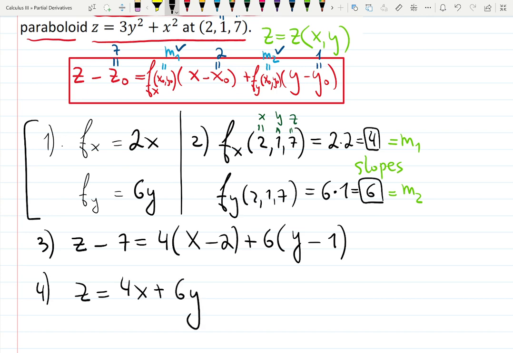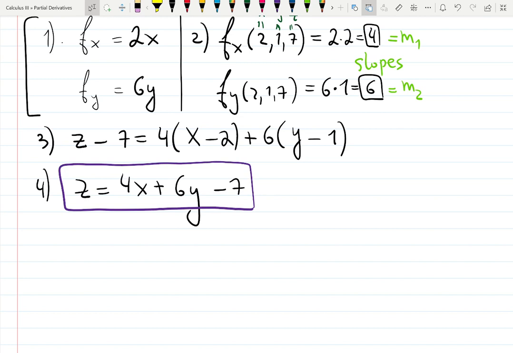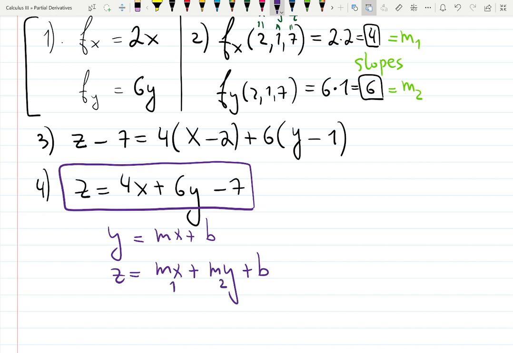And then you have to calculate all the numbers. If you simplify, I think it is minus 7. Minus 8 and minus 6, that is minus 14 plus 7. Yeah, it is minus 7. So that is writing the answer in terms of, remember, y equals mx plus b. In 3 dimensions, it will be z equals m1 x plus m2 y plus b. Pretty cool idea.